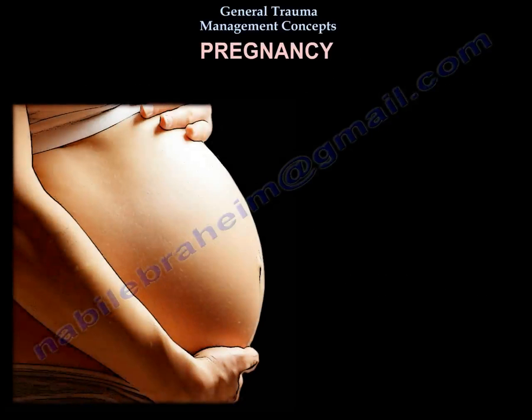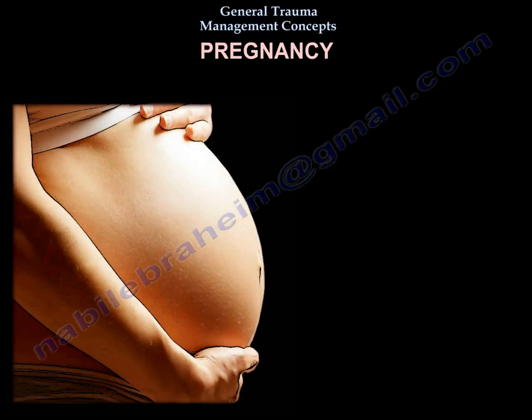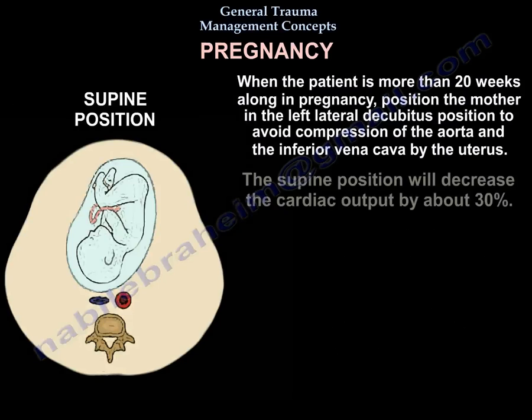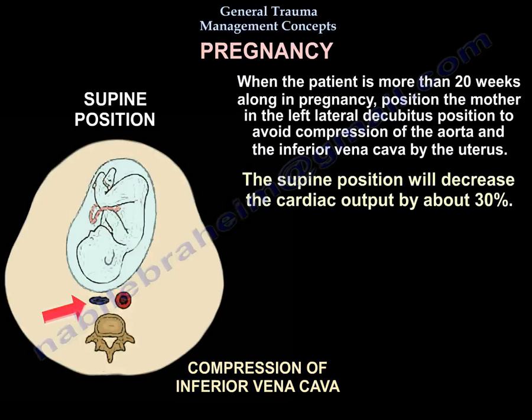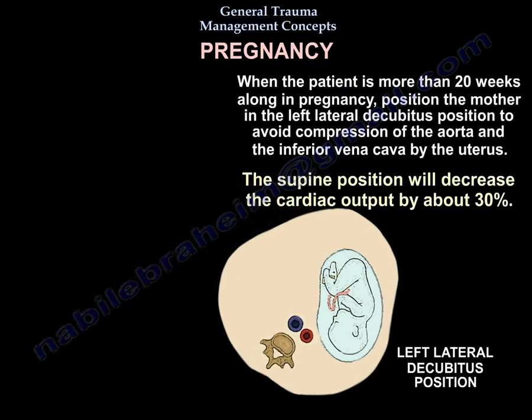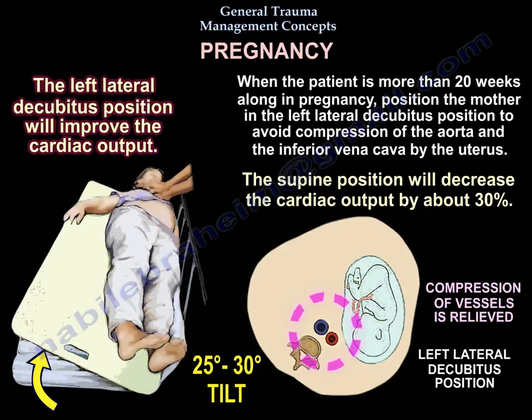How about when the patient is pregnant? Trauma is the most common cause of maternal death in pregnancy. There are problems between pregnancy and getting x-rays, especially in the first trimester because the fetus is at risk. But when the patient is more than 20 weeks, position the mother in the left lateral decubitus position to avoid compression of the aorta and the inferior vena cava by the uterus, which will decrease the cardiac output by about 30%.